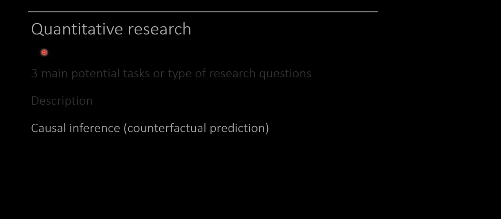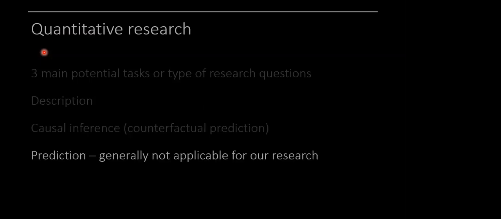Okay, so in terms of quantitative research, hopefully none of this is too unfamiliar, and stuff we've talked about before. So there are three main types of quantitative research question that you can address. So there's descriptive questions, causal questions, which the broad field of trying to answer causal questions is referred to as causal inference, or sometimes counterfactual prediction. And then the third main type or task is around prediction. But as I say here, that's not really applicable generally for our research.